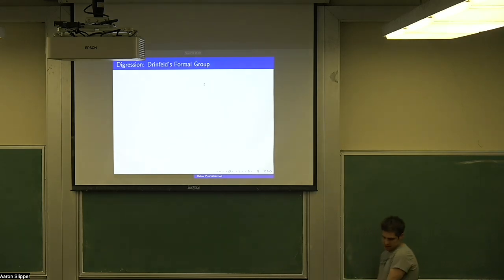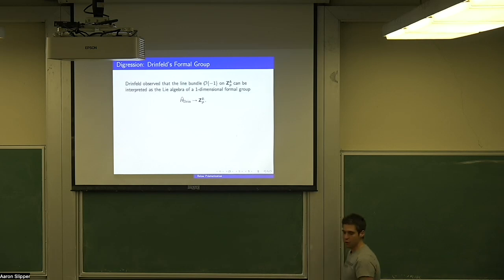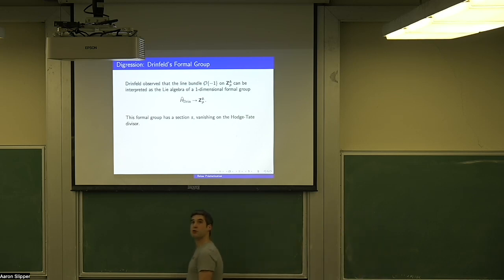So this is very closely related to some ideas of Drinfeld. He put a paper on the archive last year about a certain formal group that you can write down over ZP prism. He observed that this line bundle, Breuil-Kisin line bundle O of -1, actually appears as the Lie algebra of a one-dimensional formal group. I'm going to call it H hat because it's a formal group, and subscript Drinfeld because I want to distinguish it from another object we need to introduce in a minute. So over ZP prism, there is this formal group. Another feature is that this formal group has a section S, which vanishes on a divisor, a one-dimensional group, and that divisor is the Hodge-Tate divisor.